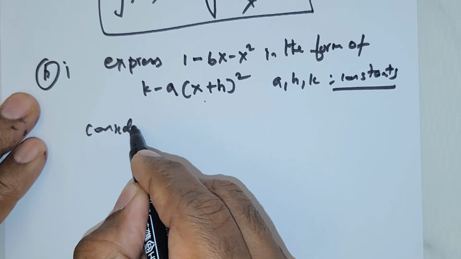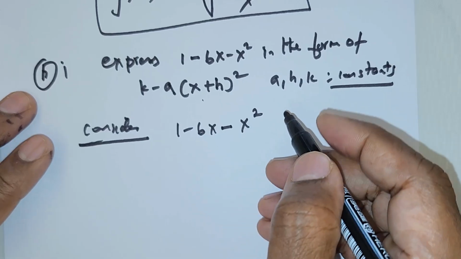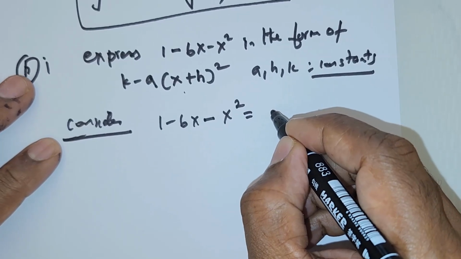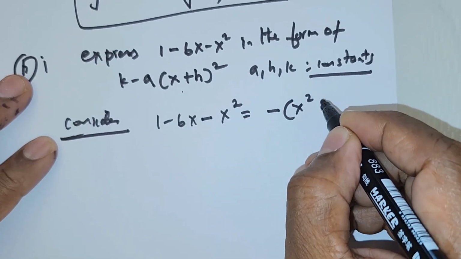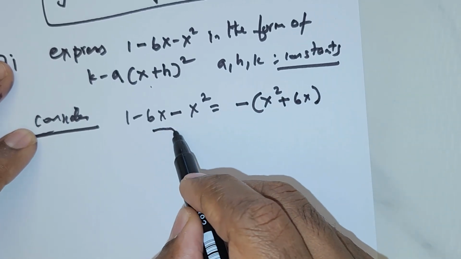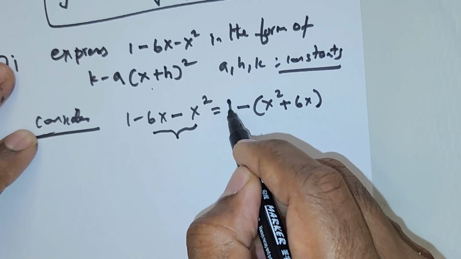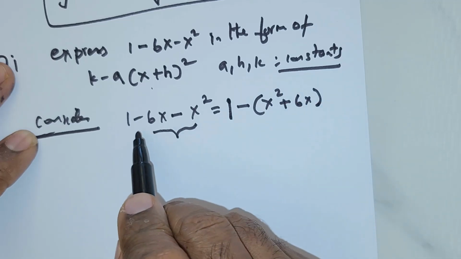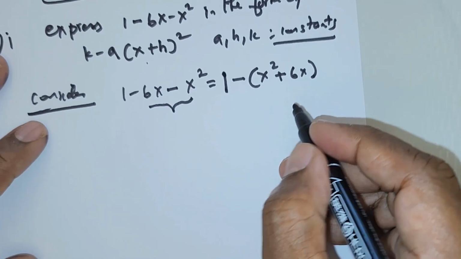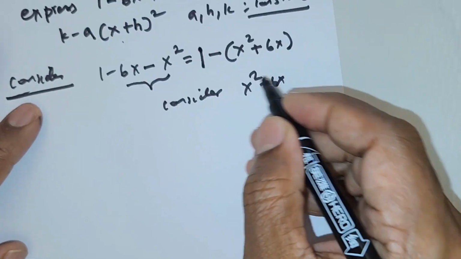So what I'm going to do is write this like this. Consider 1 - 6x - x². Now I would take a negative sign out and rewrite this as -(x² + 6x). I'm just clubbing these two together, and I will retain that 1 over there. So clearly negative into x², negative into positive 6x would give me this. Now you just consider x² + 6x.